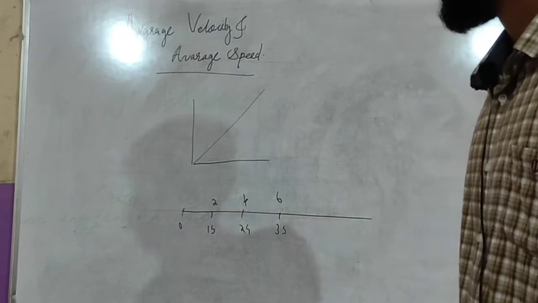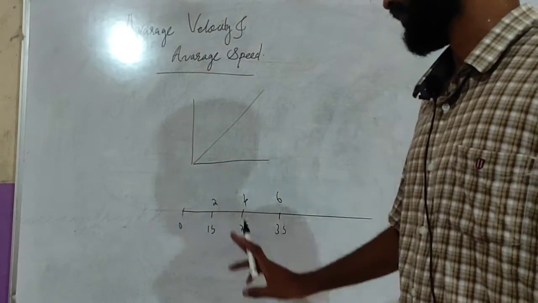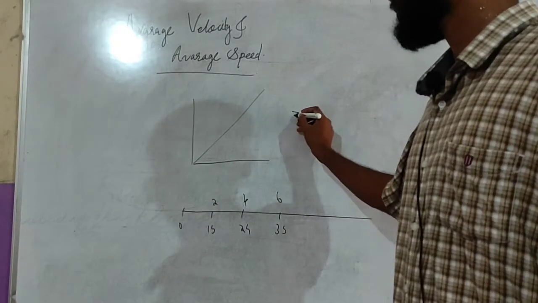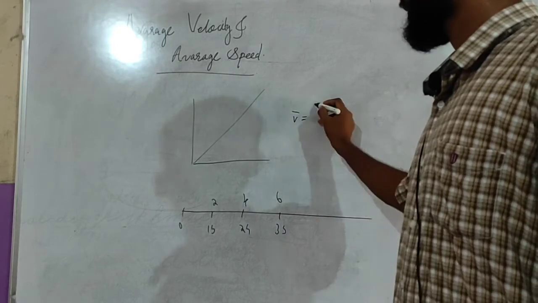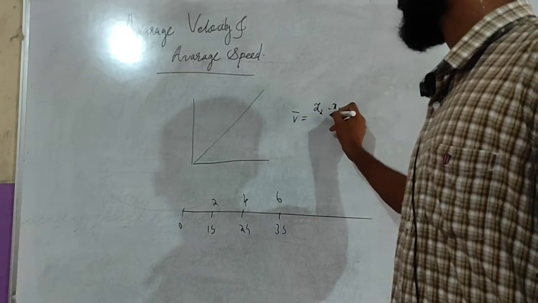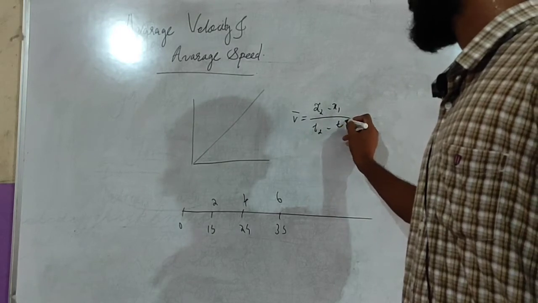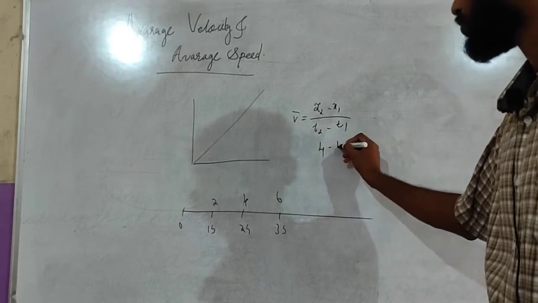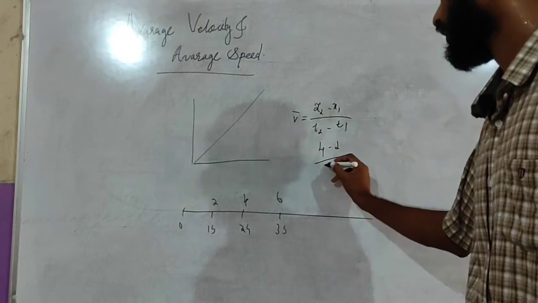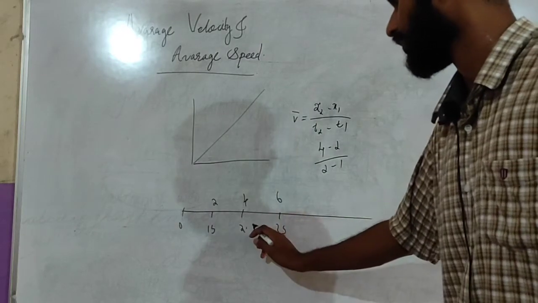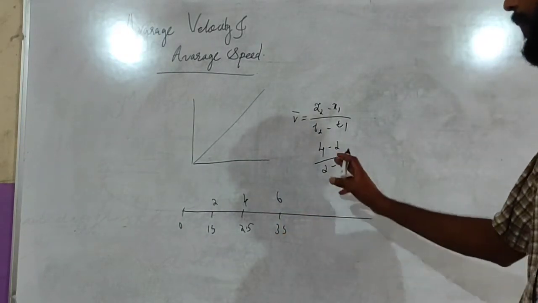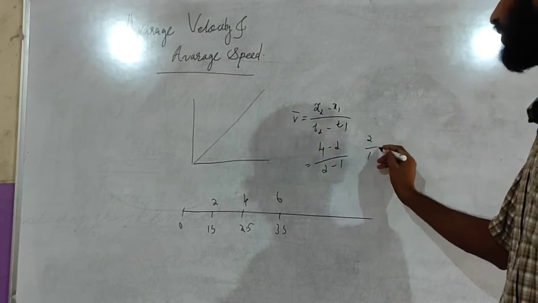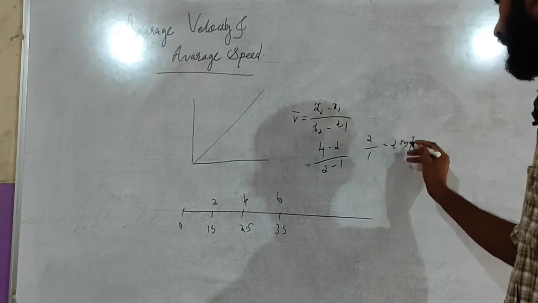Now, let us consider the positions 2 and 4 initially, that is x1, t1, x2, t2. So, V bar will be equal to x2 minus x1 divided by t2 minus t1. With an example we are just explaining. Here x2 is 4 minus 2, divided by 2 minus 1, this is in seconds. So, V bar will be 4 minus 2 is 2, divided by 2 minus 1 is 1, which will be equal to 2 meter per second.